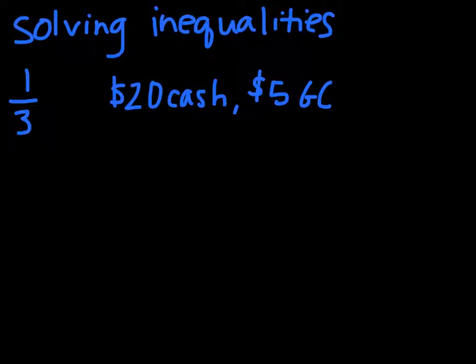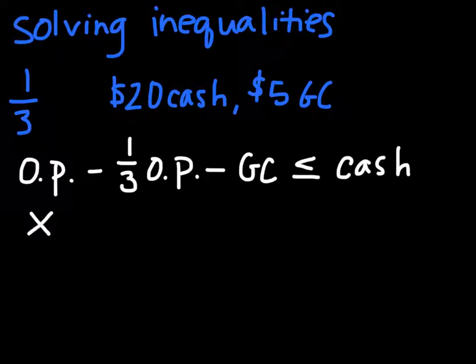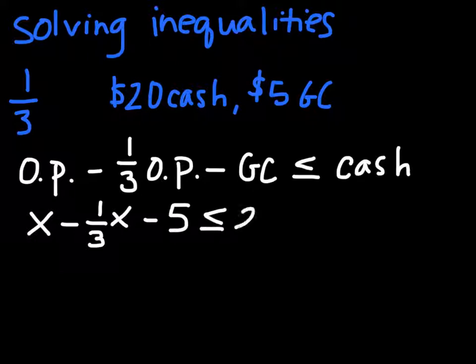Okay, so let's begin by setting up a verbal model. We need to calculate the original price, which I'm going to say is OP, minus 1/3 of the original price, minus the gift certificate amount needs to be less than or equal to your cash. Okay, so X for the original price minus 1/3 of X minus $5 needs to be less than or equal to 20.